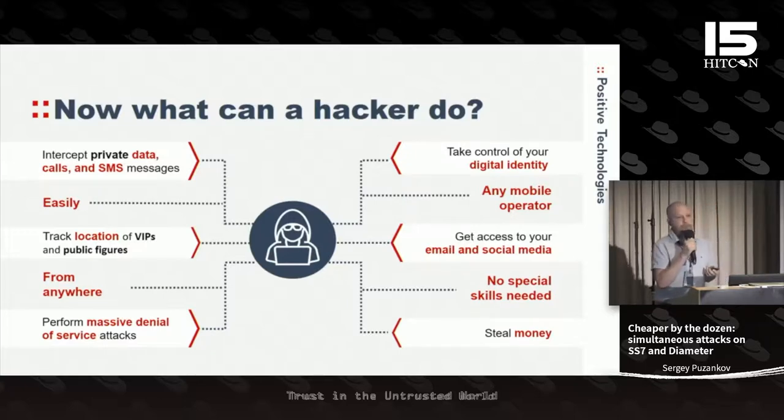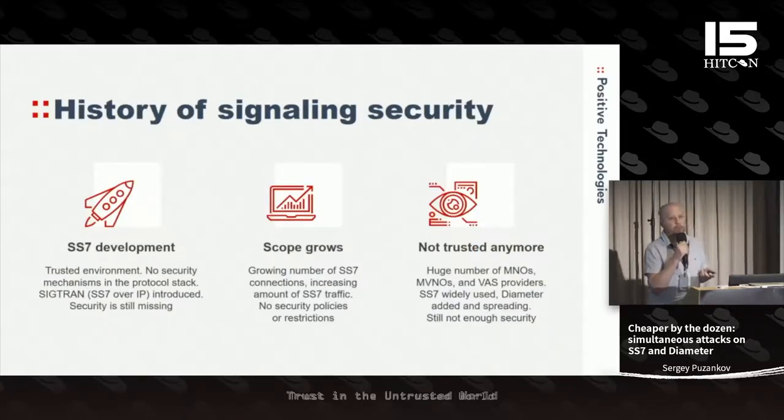This intruder is able to intercept private data, SMS, and voice calls. They can track the location of subscribers. They can perform denial of service attacks, both on subscribers and the whole network elements. These intruders are able to steal money from subscriber accounts, and they can get access even to email, to messengers and other applications, taking control over the digital identity of the mobile subscriber.